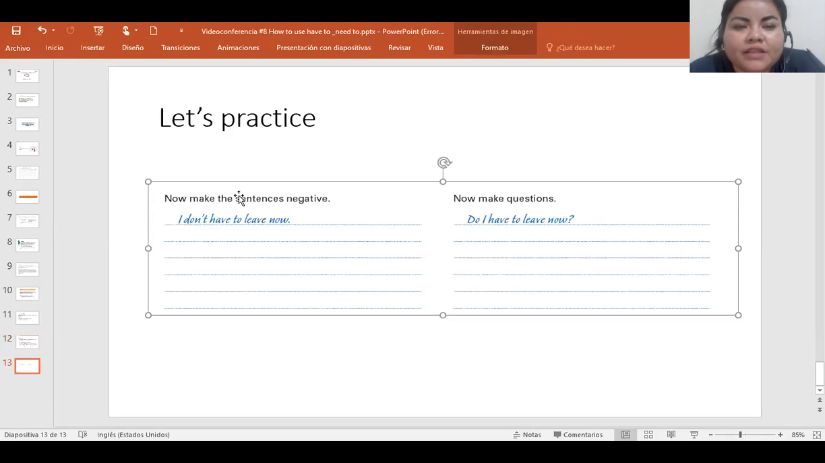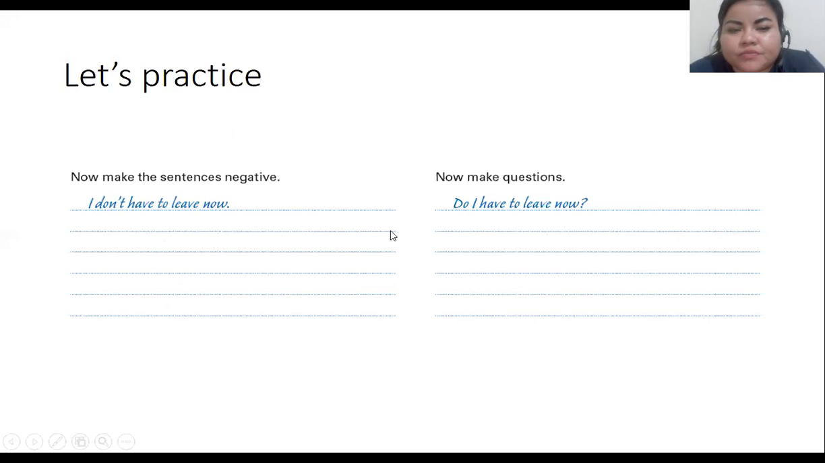We have this practice. Make sentences with a negative and then try to make them questions. You can use here, well, it says negatives, but let's do negatives and affirmatives. Affirmative sentences.